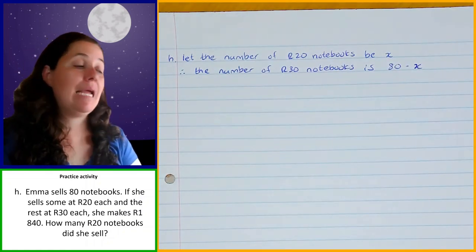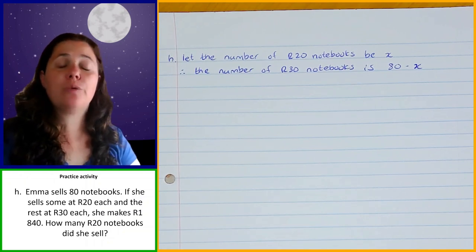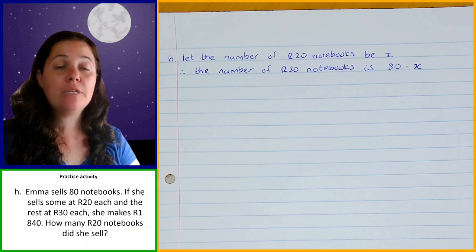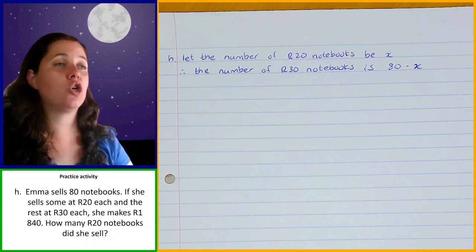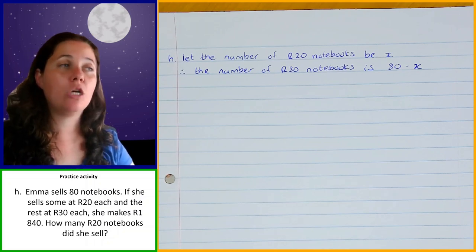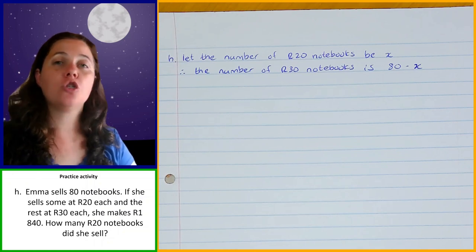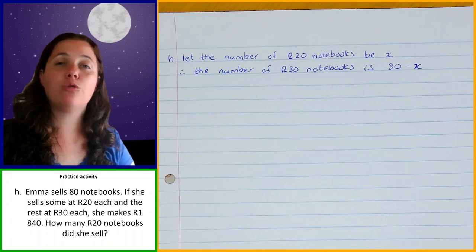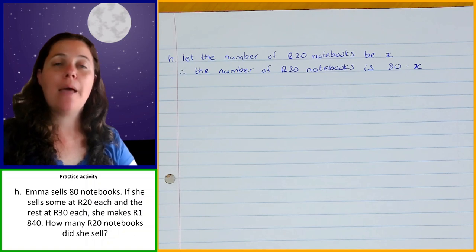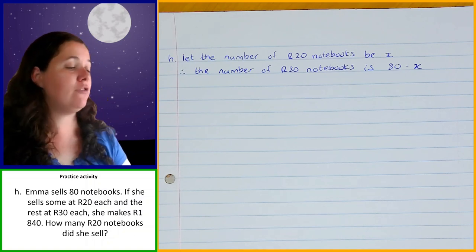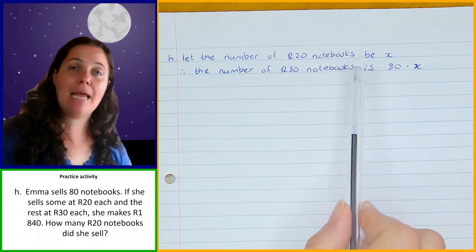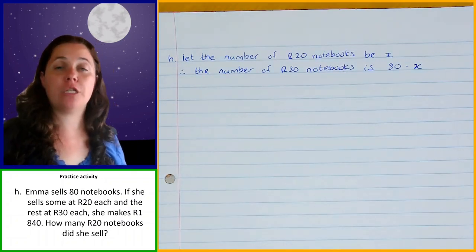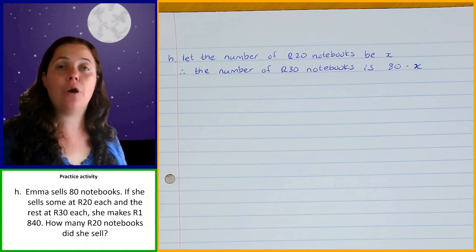Now, in a question like this, this is different to other questions we've had so far. Here you have money involved, and you're being asked to work out based on the amount of money she's made. She has made a total of 1,840 Rand from selling these notebooks. Now, if she sold two notebooks for 30 Rand each, how much would she have made? She would have made 60 Rand. How do we work that out? We multiply the number of notebooks that she sold by the price that she sold them for. So if she sold 10 20 Rand notebooks, we would multiply the 20 Rand by 10. Whatever number of notebooks she sold for that price, we multiply the number by the price.